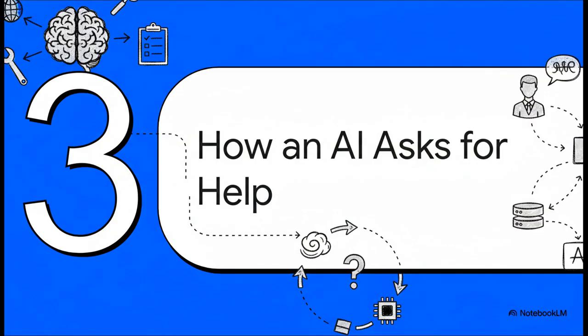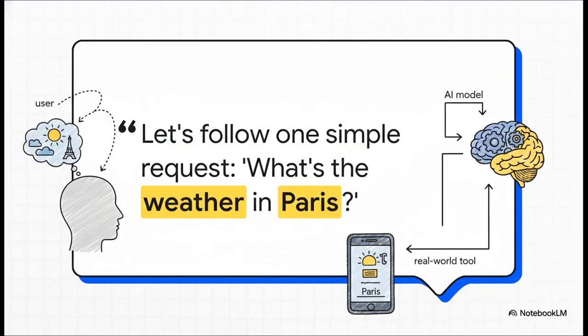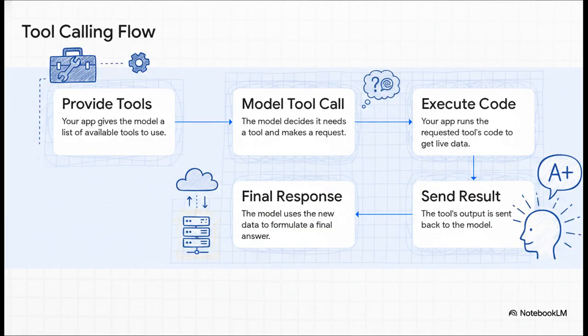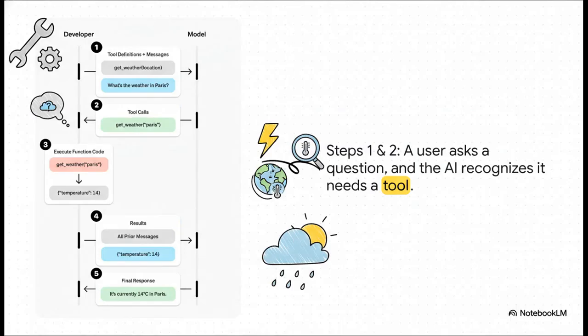Now, this might sound like some kind of AI magic, but it's actually a very logical, very structured process. So let's walk through exactly how an AI uses one of these tools to answer a super simple question from start to finish. We're going to use this classic example. What's the weather in Paris? It's the perfect way to see the step-by-step dance that happens between you, the AI model, and that real-world tool. The whole thing really breaks down into these 5 main steps. You can think of it like a conversation. First, you tell the model what tools it has available. Then, when it needs one, it asks to use it. Your app runs the tool, gives the result back to the model, and then, finally, the model gives you a nice human-friendly answer.